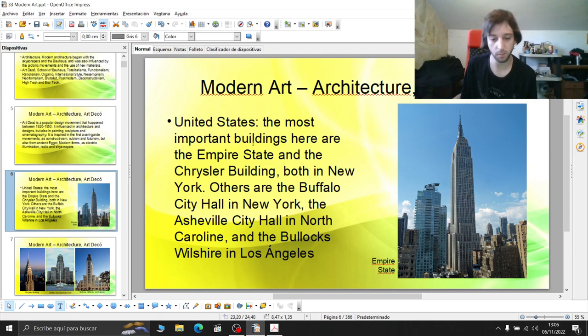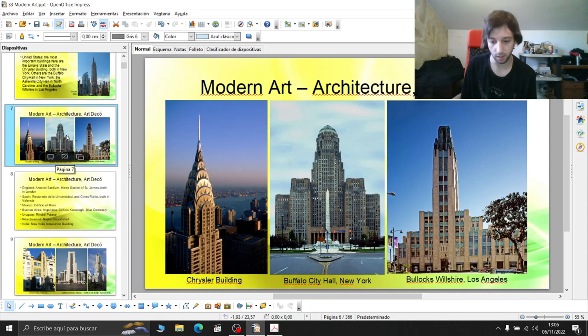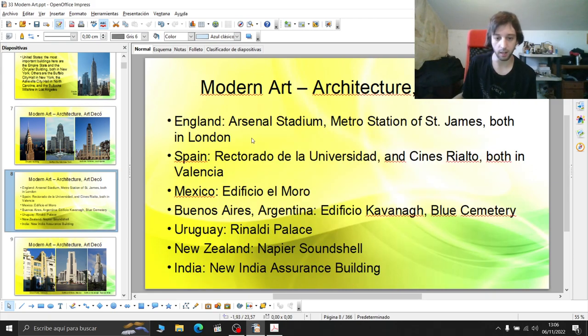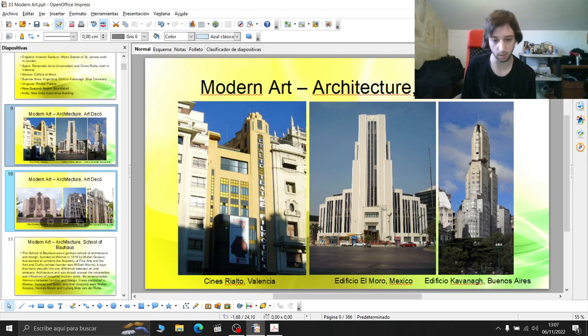In the United States, the most important buildings here are the Empire State and the Chrysler Building, both in New York. Others are the Buffalo City Hall in New York, the Asheville City Hall in North Carolina, and the Bullocks Wilshire in Los Angeles. Here are the examples. In England, well, here are different buildings in England, Spain, Mexico, Buenos Aires, Argentina, Uruguay, New Zealand, and India. And here you see different examples.